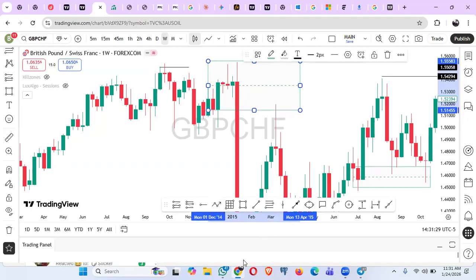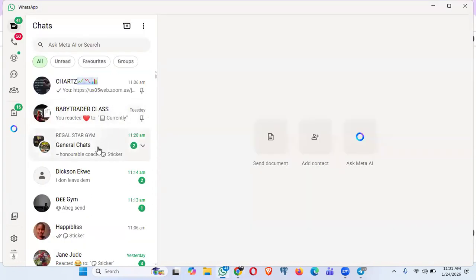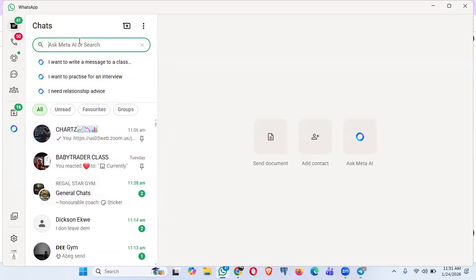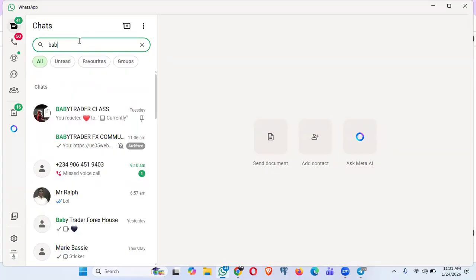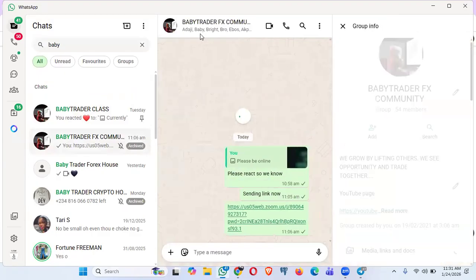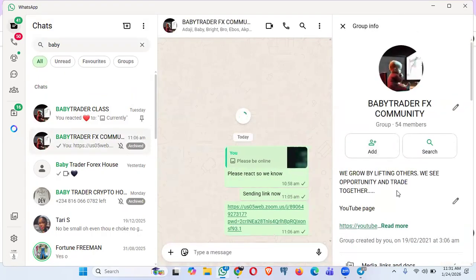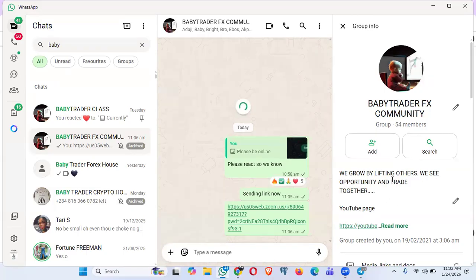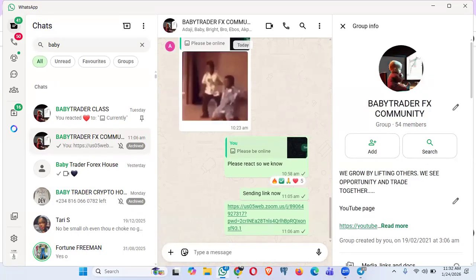If you then see even NZD, something with you guys here. I don't know why. I didn't want to make this thing easy for us, but you do this thing privately. If you check the group description, you see something there. What can we see here? Mona, read that. We grow by lifting others. We see opportunity and trade together. Okay. Trade together.